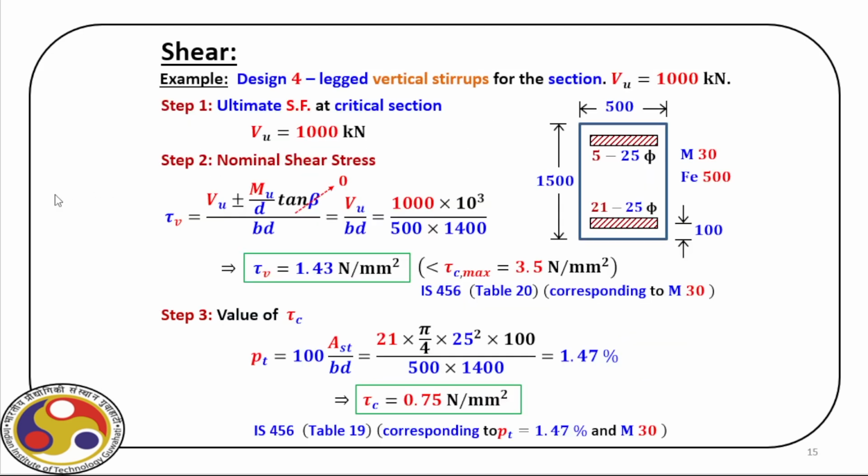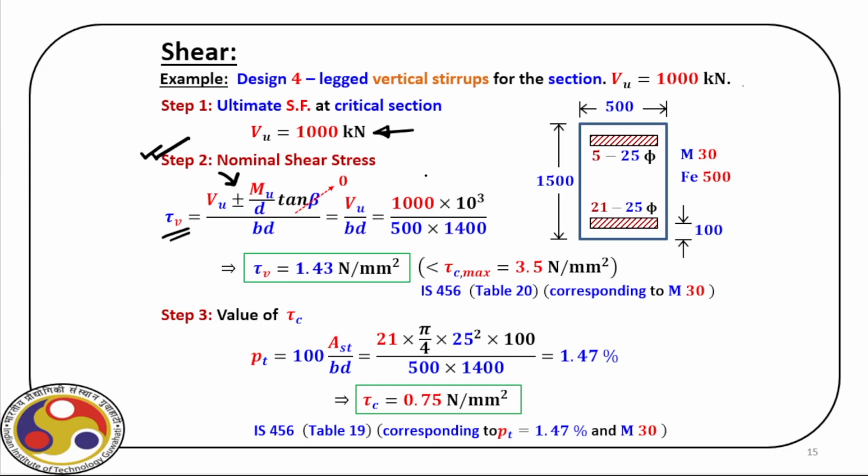Okay. Now let us take an example. We have to design this 4-legged vertical stirrup for Vu, which is given as 1000 kilonewton. So the shear force we know at that particular section is the factored shear force at the critical section. Then first what we find out is the nominal shear stress, that is tau v. It is coming from this expression. Now in our case we have no bent up bars or varying cross sections, so this beta is equal to 0. Effectively we have tau v, which is Vu by bd.